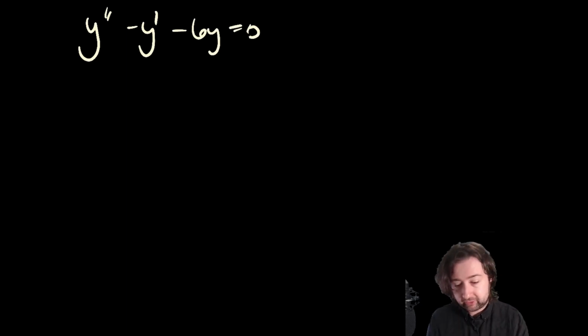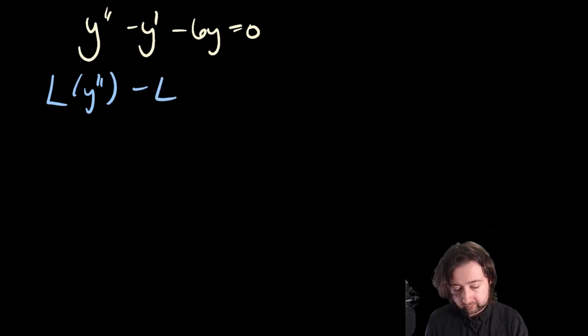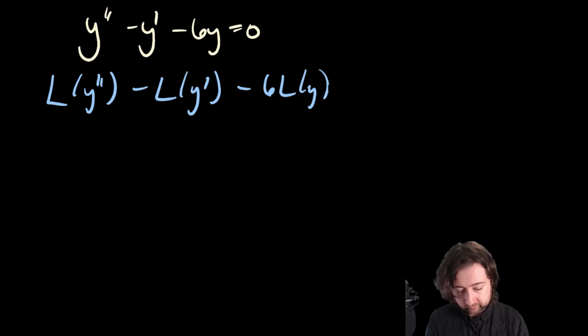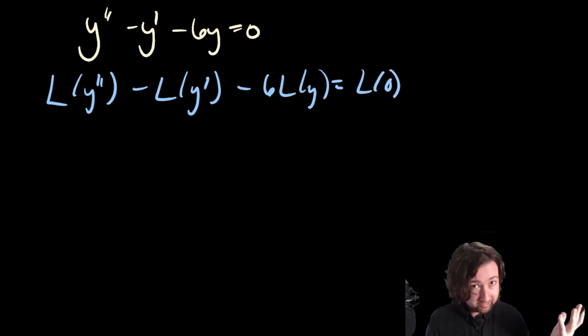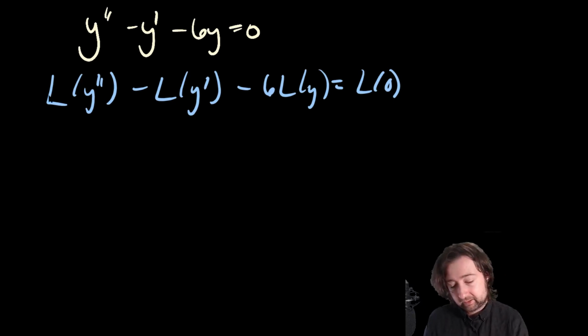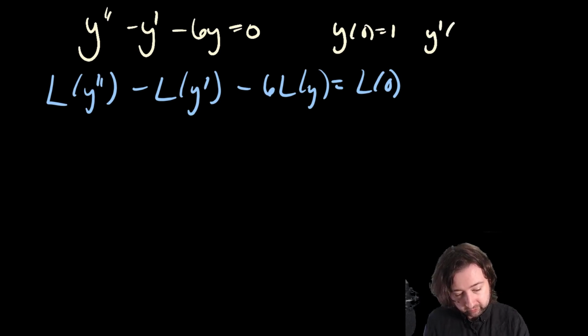Okay, so we Laplace transform both sides. Should be no surprise that the Laplace transform of 0 is 0 because you're just integrating 0. So what do we get? Oh, I should write down here the initial conditions. y of 0 is 1. y prime of 0 is 2.